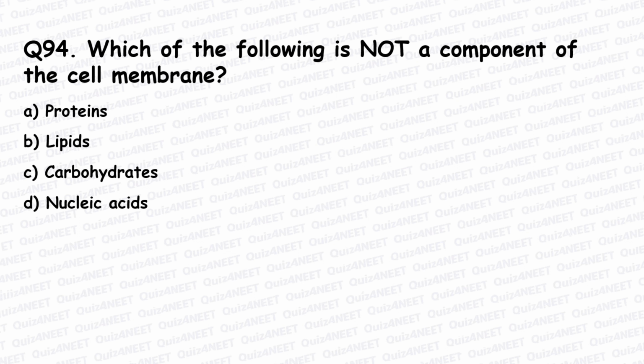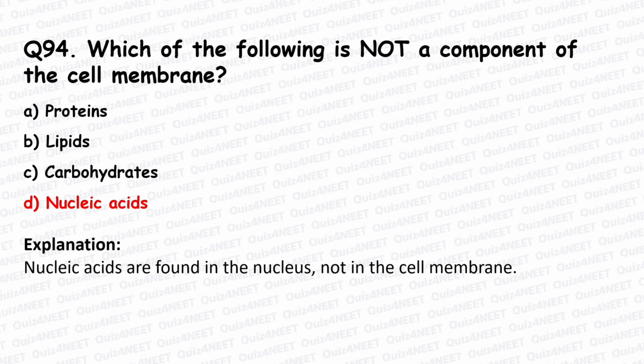Q94, which of the following is not a component of the cell membrane? A, proteins, B, lipids, C, carbohydrates, D, nucleic acids. Answer: D, nucleic acids. Explanation: nucleic acids are found in the nucleus, not in the cell membrane.